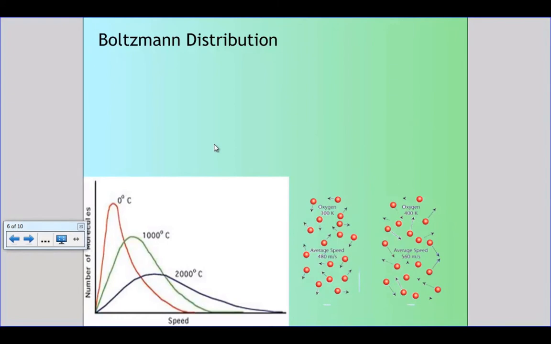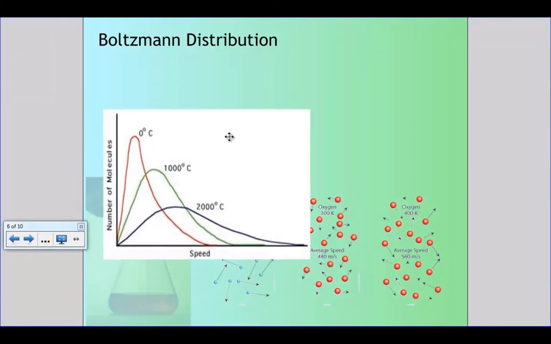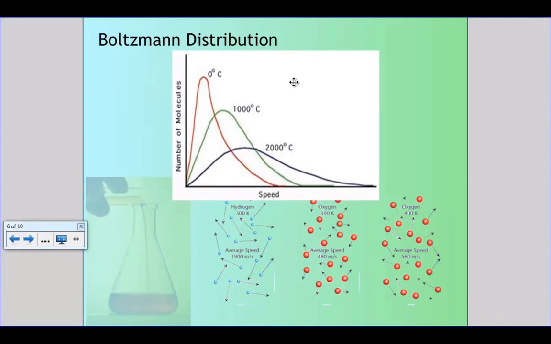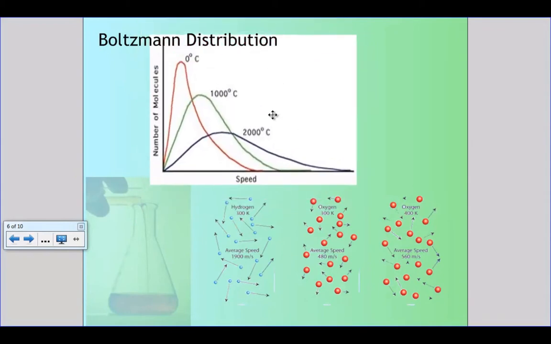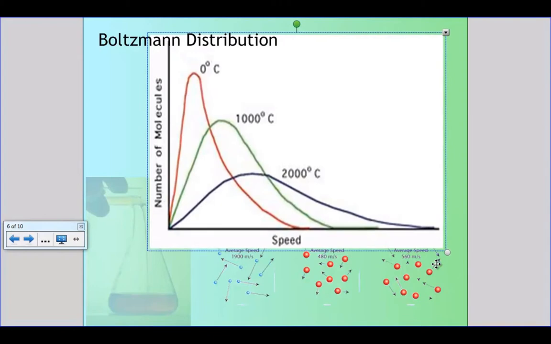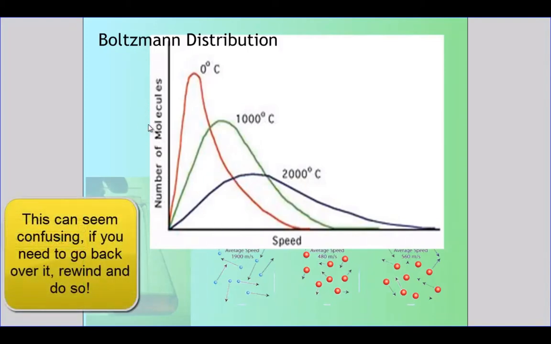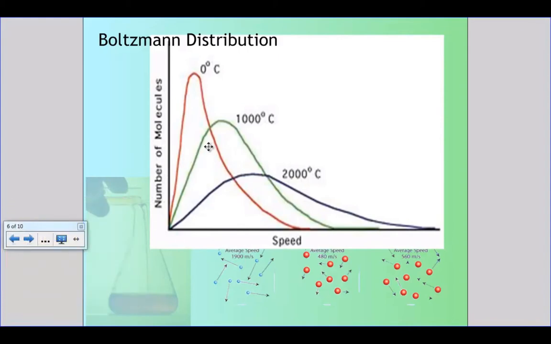Now this diagram, the Boltzmann distribution diagram, helps us to understand the different temperatures and the speed at which the molecules will be going. This Boltzmann curve can seem a little bit confusing. So if you get a little bit lost along the way, just simply pause, rewind, go back.